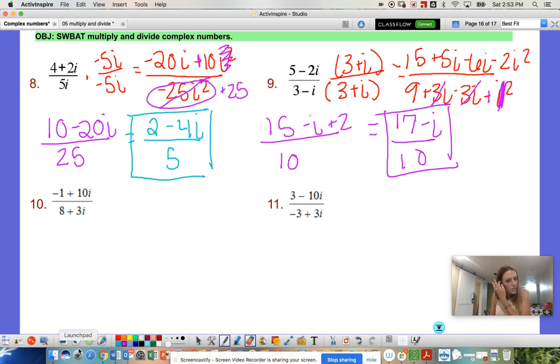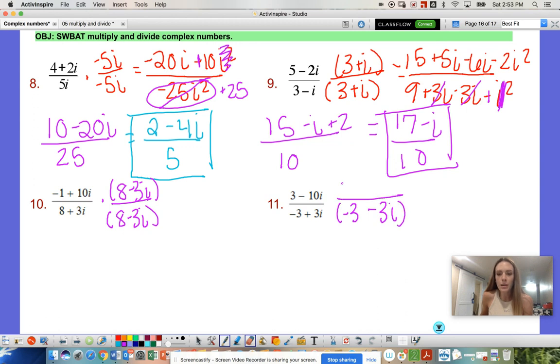All right, go ahead and write down the second ones. If you guys have any questions about those ones, your teachers can help you. The conjugates for both of those are 8 minus 3i. And then the other one is still a negative 3 on the bottom, but then it's a minus 3i. Okay, a lot of kids mess that up.